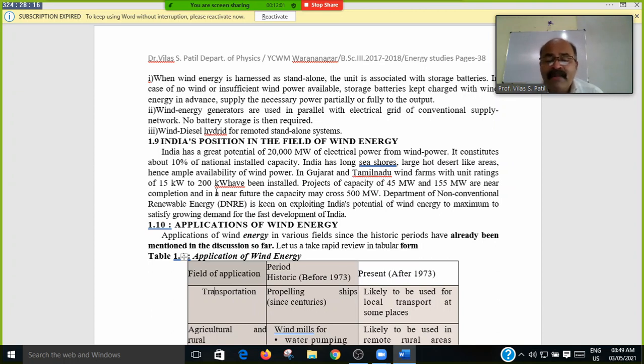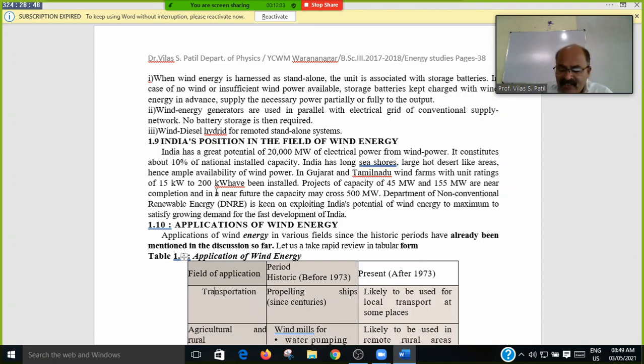The Department of Non-Conventional Renewable Energy, DNRE, is the department of the central ministry where non-conventional energy is converted into electrical energy, and for that the funding and all types of support are given by the ministry. It is keen on exploring India's potential of wind energy to the maximum to satisfy the growing demand for the fast development of India.